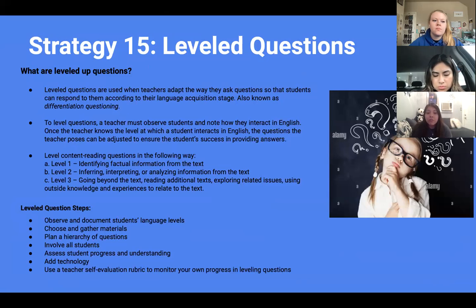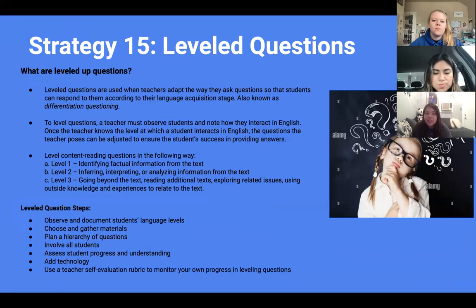There are 3 levels of content reading questions. Level 1 is identifying factual information from the text. Level 2 is interpreting and analyzing information from the text. And level 3 is going beyond the text: reading additional text, exploring related issues, and using outside knowledge and experiences to relate to the text.